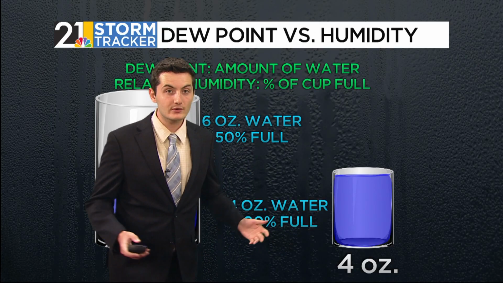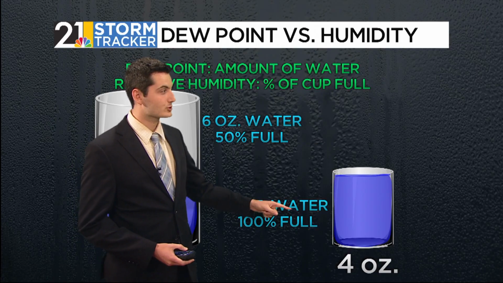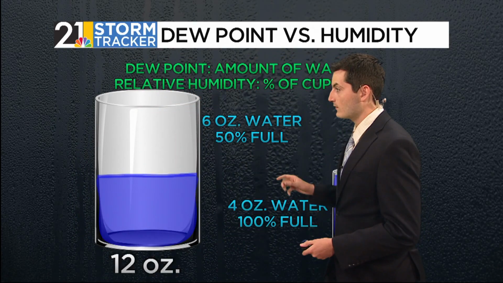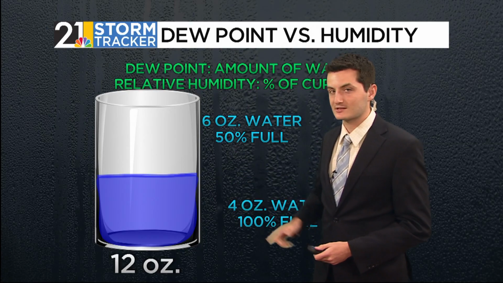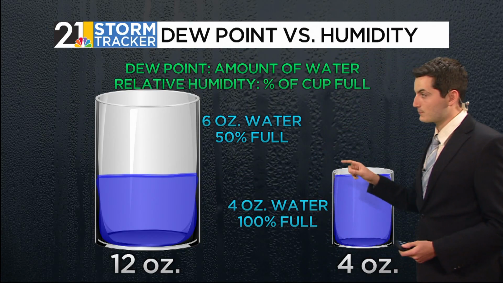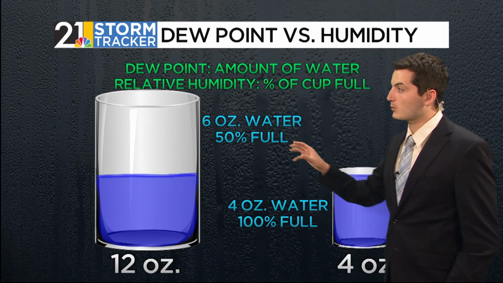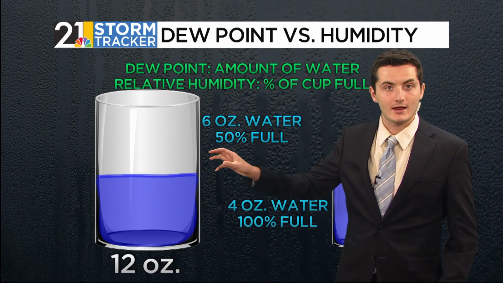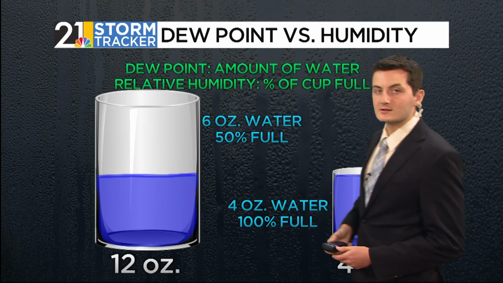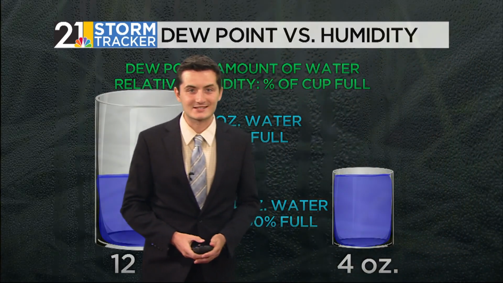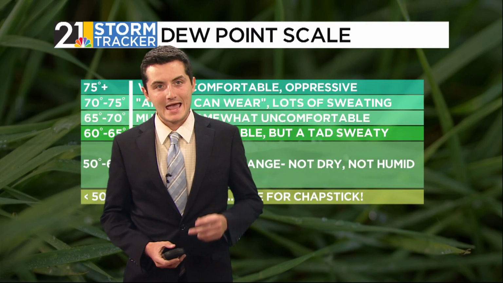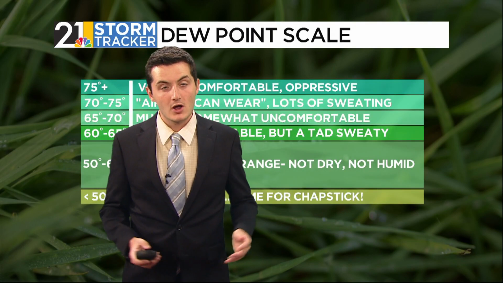winter day. And even though there's 100% humidity and 100% full in this 4-ounce glass, a 50% full 12-ounce glass with 6 ounces of water has more moisture in it. So actually, even though the percentage is less here, there's more moisture in the air on a warm day in the big glass than on a cold day in the small, teeny tiny glass. And so this is what dew point gets over humidity. You get to have a temperature, and it's a pretty good measure of human comfort.